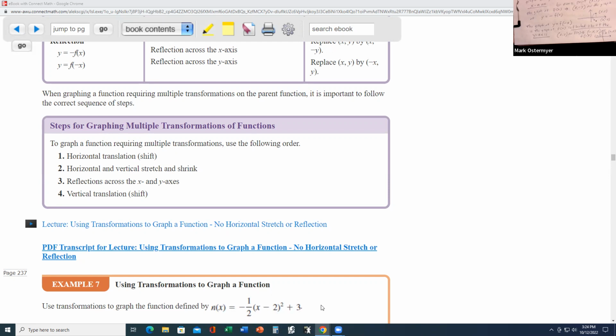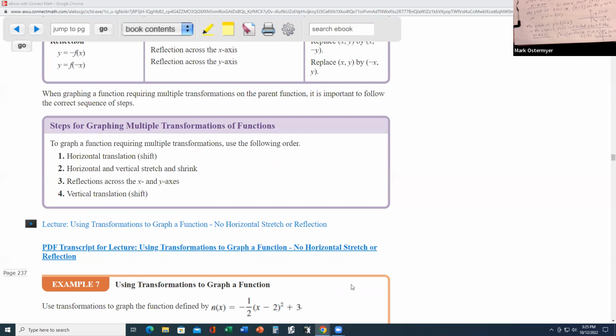But what kind of transformations have occurred here? Let me ask you this. Have there been any horizontal translations or shifts to the right or left? And if so, what indicates it in the definition of this new function? Any horizontal translations that have occurred? Anybody? Any horizontal translations that may have occurred?